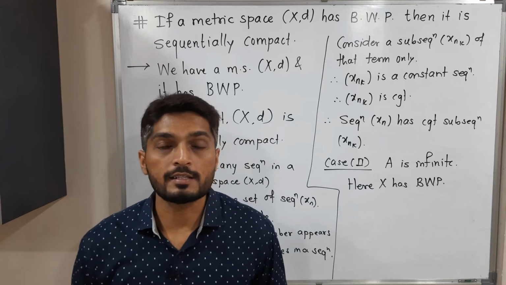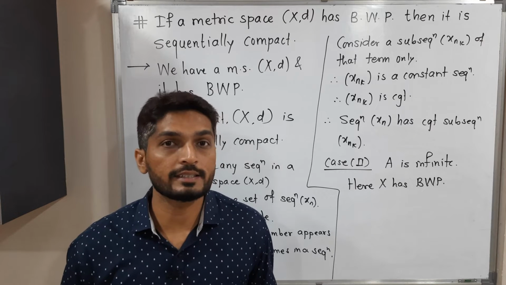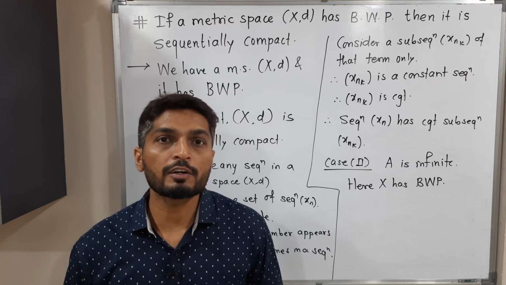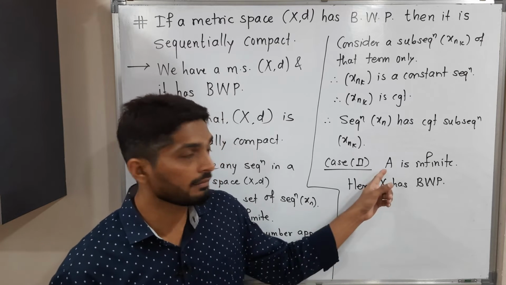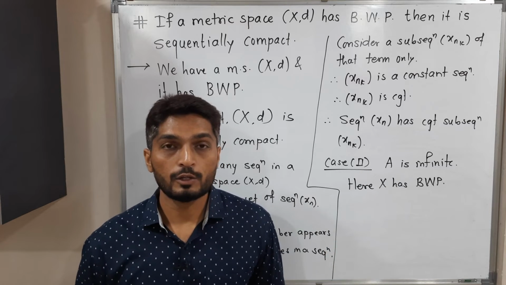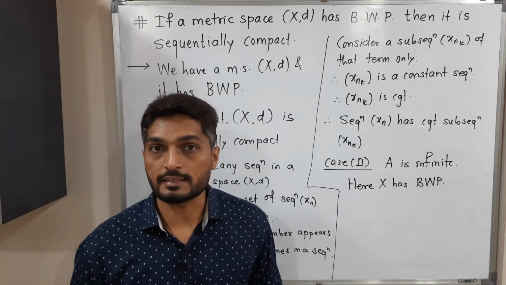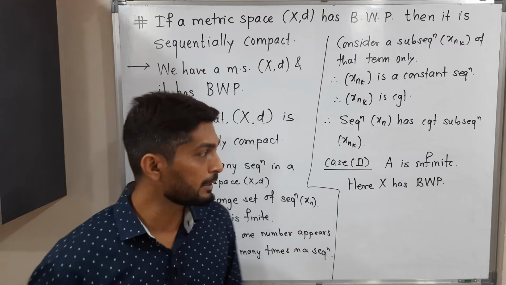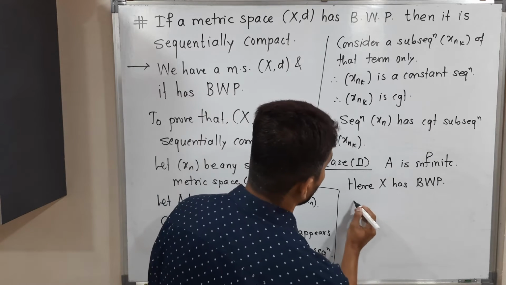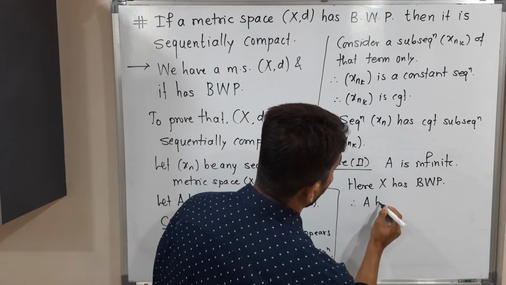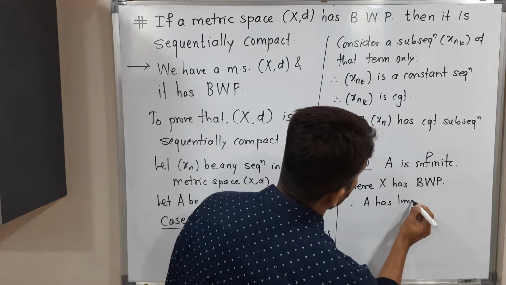That property says every infinite set has a limit point. Do you have an infinite set? Yes, right now we have it. So A is an infinite set. So the Bolzano-Weierstrass property says that an infinite set has a limit point. So let me mention here, X has BWP, therefore A has a limit point.